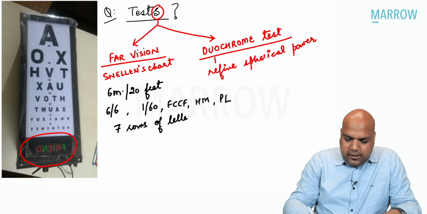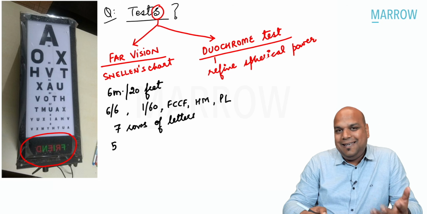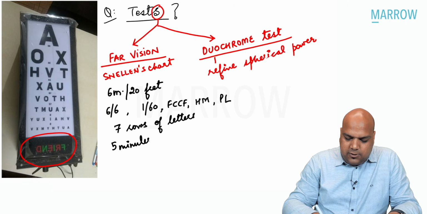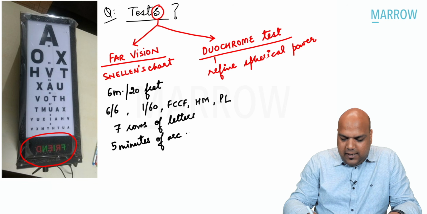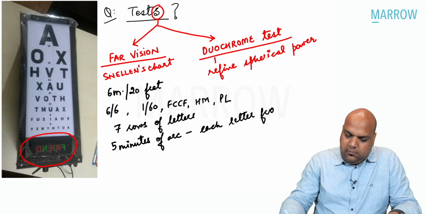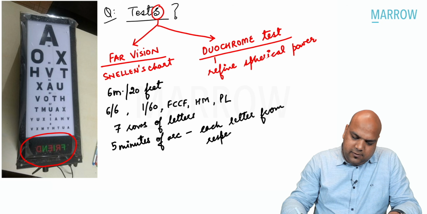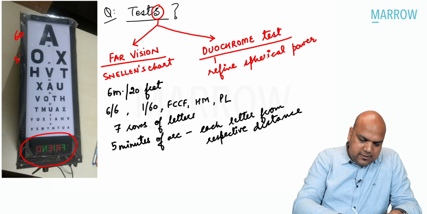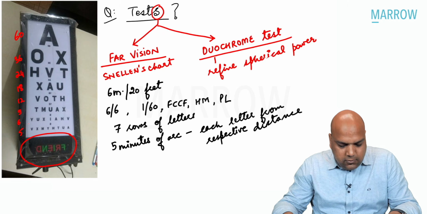What is the angle subtended by each letter? The angle subtended by each optotype or letter from its respective distance is 5 minutes of arc. Please remember this: 5 minutes of arc, each letter from its respective distance. Now, I hope you remember these respective distances. If not, I'll write them quickly for you. The uppermost row is 60, the second row is 36, 24, 18, 12, 9, 6, and 5. I think that's all you need to know.